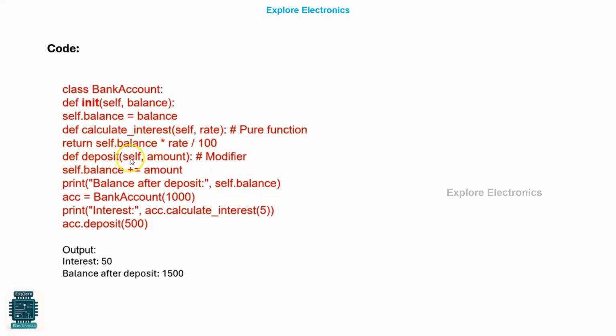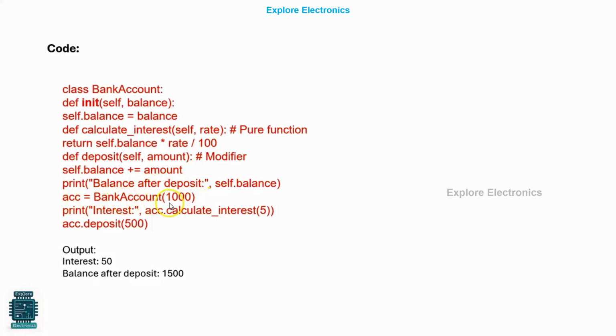After that, define deposit with self and amount. Here I have used the modifier. It defines a method deposit that takes self and amount as parameters. self.balance plus equals amount adds the deposit amount to the current balance of the account instance. Clear? After that, print the balance after deposit, self.balance. Here it prints the message along with the updated balance to the console.